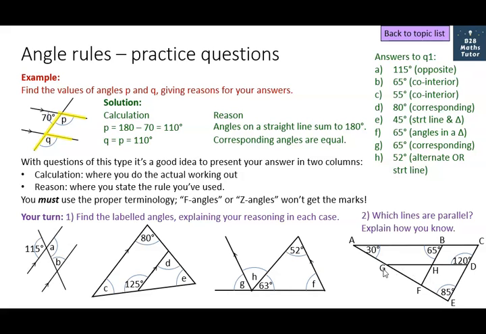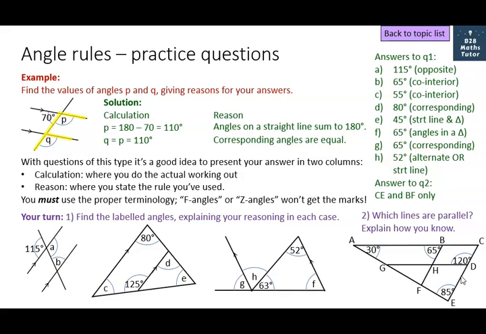What about AC and GD though? Well, if this is 65 and this is 120, they add up to 185 degrees, don't they? And these would be co-interior angles if these lines were parallel. And if they were co-interior angles in parallel lines, they wouldn't add up to 185, would they? They would add up to 180. So AC and GD cannot be parallel.